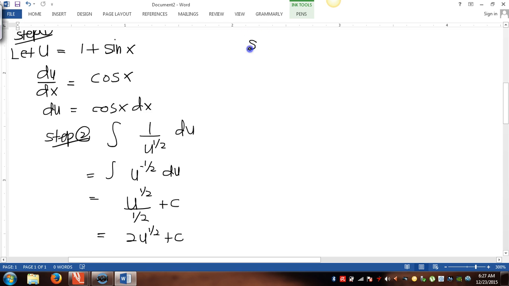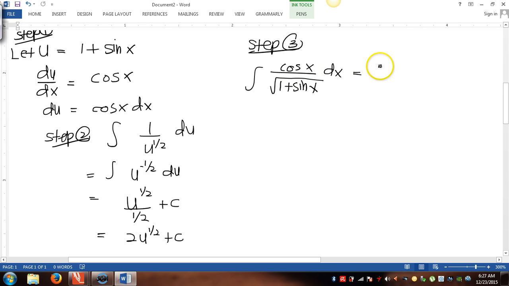Step number 3, we assign again. So the integration of cos x over the square root of 1 plus sin x dx is 2 times the square root of u, where u equals 1 plus sin x, plus c. So this is your final solution.